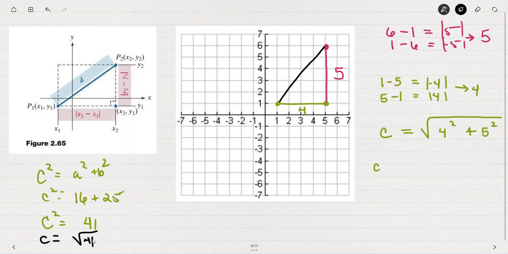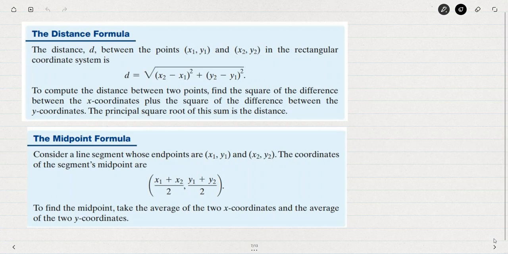And we could use a calculator to get an estimate of that square root. When I did the square root of 41 on a calculator, I got that it's approximately 6.4. That seems appropriate, right? We know it's bigger than 4 or 5, but not hugely different. So there we go. There's the Pythagorean Theorem, and that's also what we can translate over to get the distance formula.